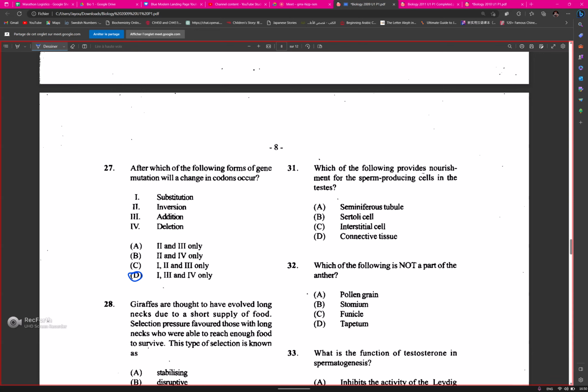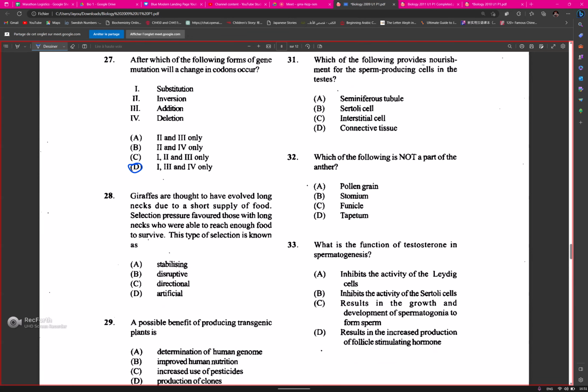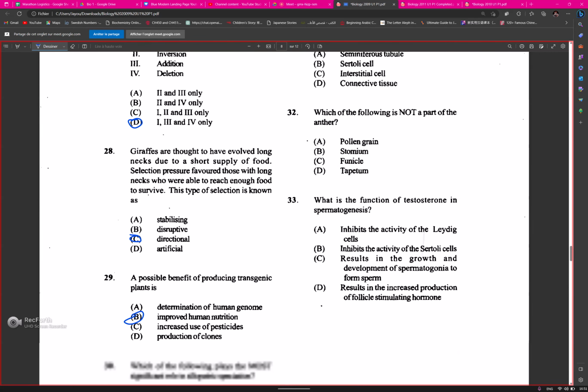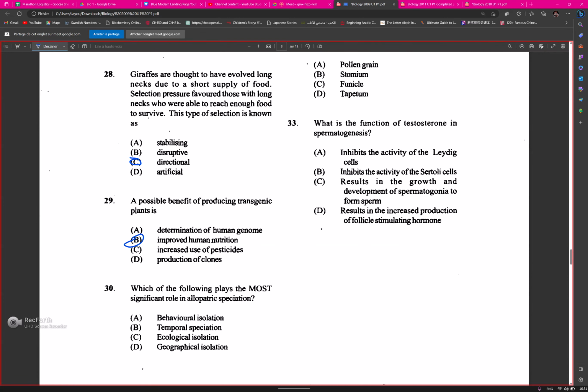This one is directional. You did say that I don't have to read over the questions if they're repeated. Right, improve human nutrition through production of transgenic plants. The most significant role of allopatric speciation is going to be geographical isolation.